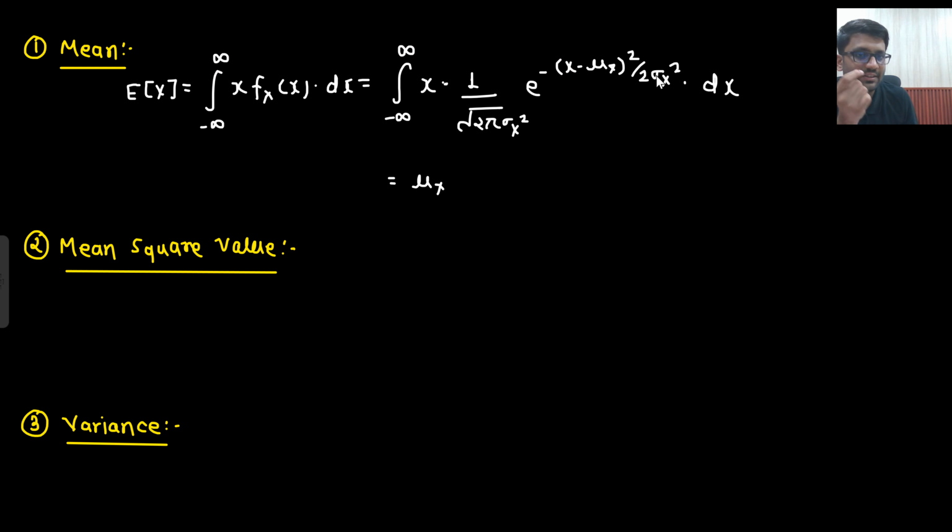It is not that easy to solve this particular integration, right? First you will have to put x minus mu x equals t. Then you will convert it into t square divided by 2 sigma x square dot dt. In that manner you will convert, and then what you will do? You will put t square divided by 2 sigma x square equals alpha. From there you will cancel out this particular thing and then you will get the answer. It will come out to be mu x only.